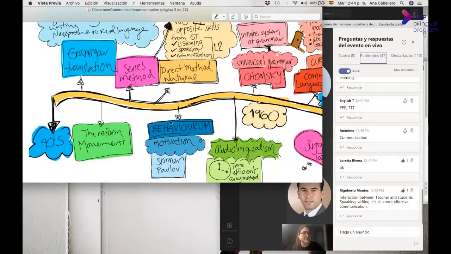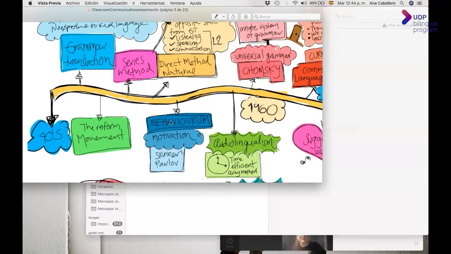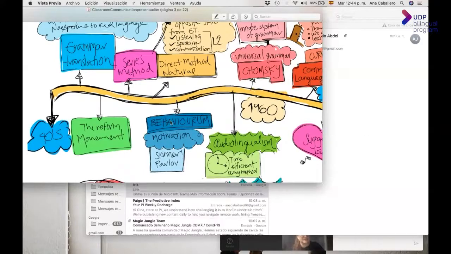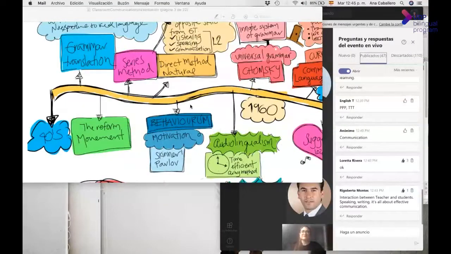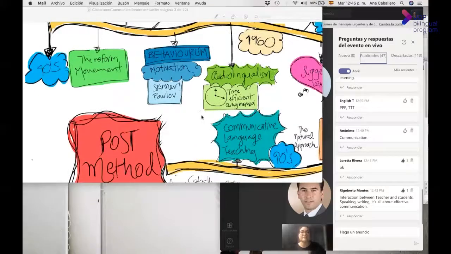Then Mr. Skinner and Pavlov decided that... wait, sorry about this. We're talking about psychology here, behaviorism, and this went together with audiolingualism, which was the Army method.